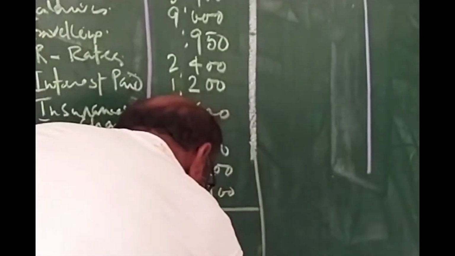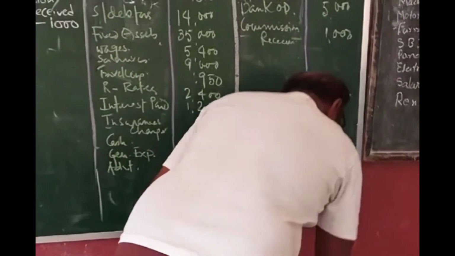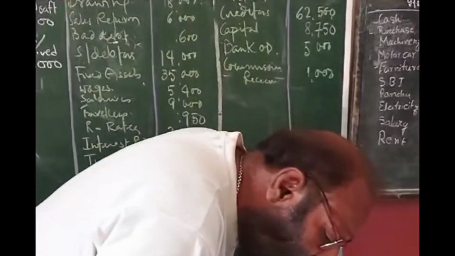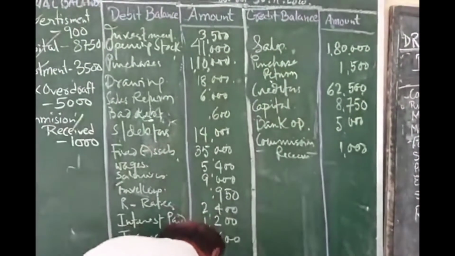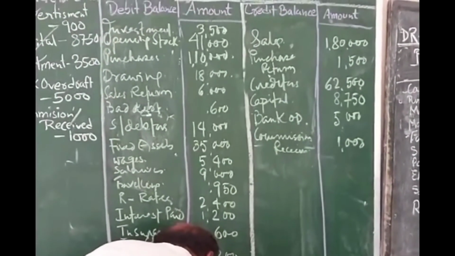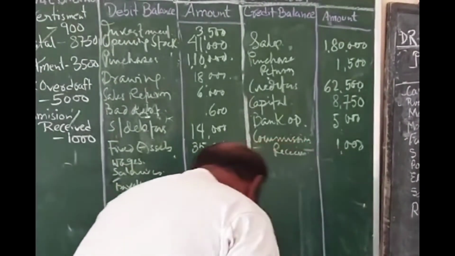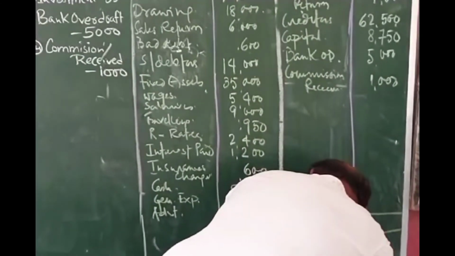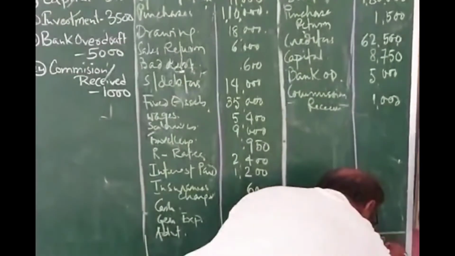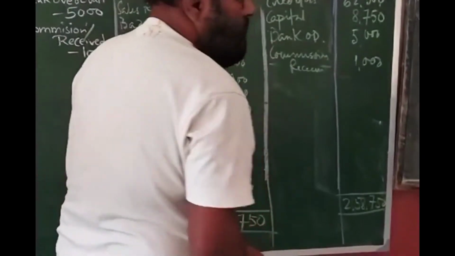Now what is the amount? You add it. So friends, I think it would be 2,58,750. 2,58,750. Here.